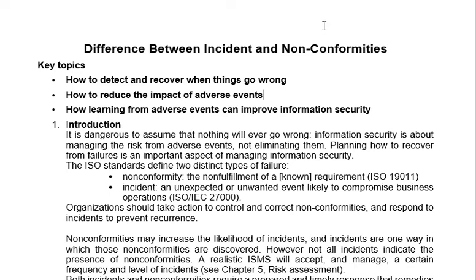So the ISO standard defines two distinct types of failure. The first is non-conformity and the other is the incident. Non-conformities are identified during the audits. The definition of non-conformity is the non-fulfillment of a known requirement.